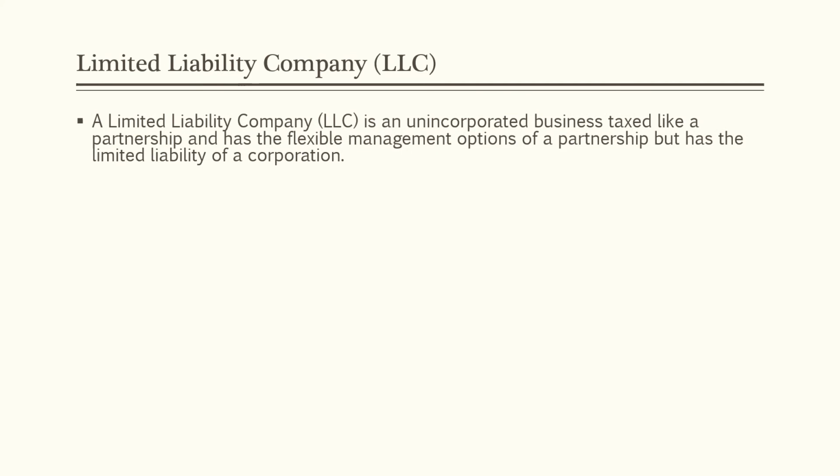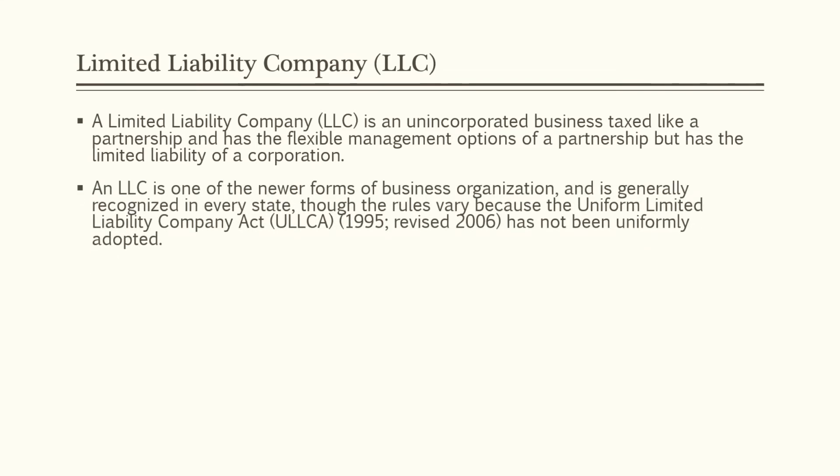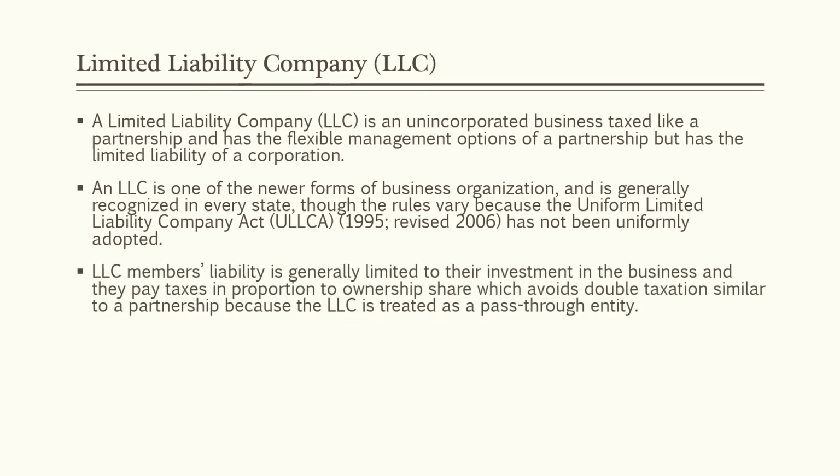The last business form we're going to discuss in this lesson is the Limited Liability Company, or LLC. A limited liability company is an unincorporated business taxed like a partnership and has the flexible management options of a partnership, but has the limited liability of a corporation. An LLC is one of the newer forms of business organization and is generally recognized in every state, though the rules vary because the Uniform Limited Liability Company Act has not been uniformly adopted across the states.